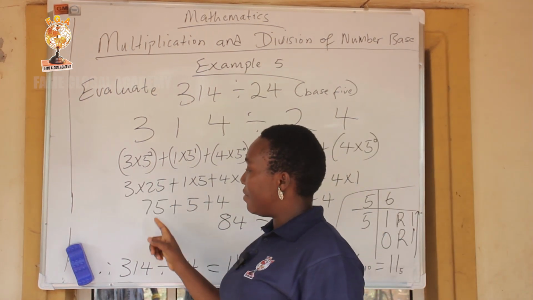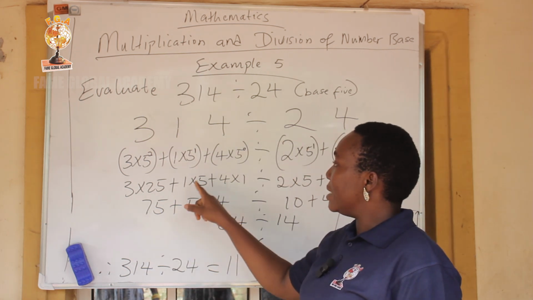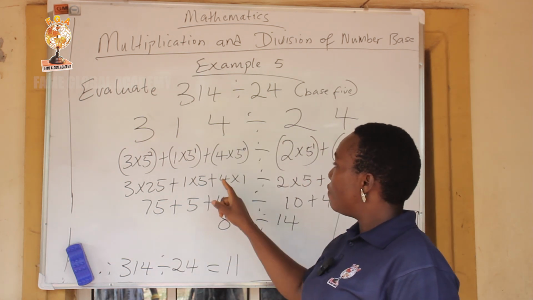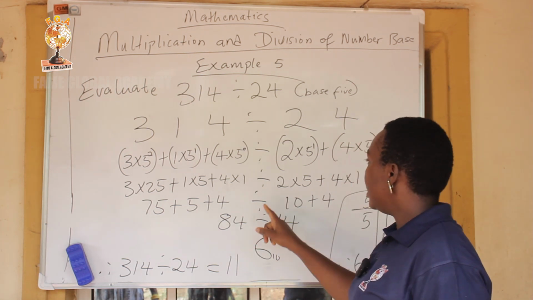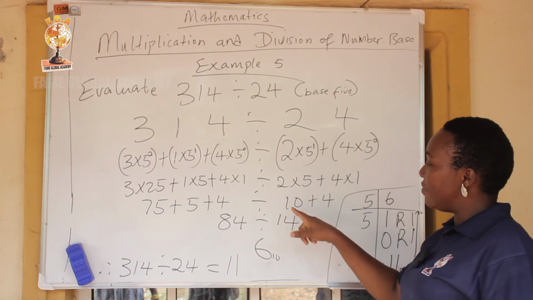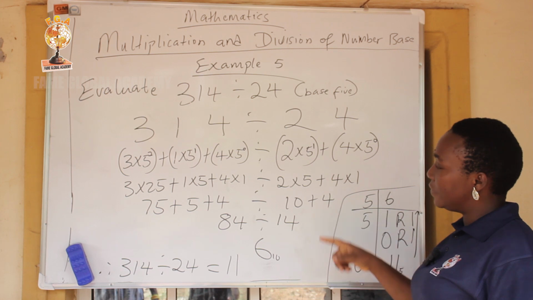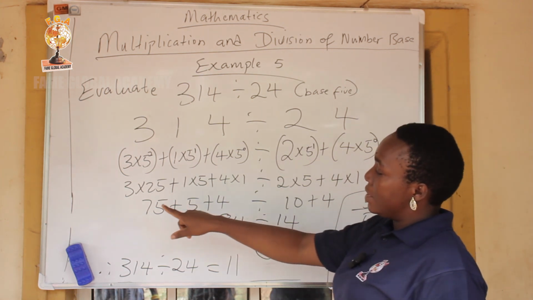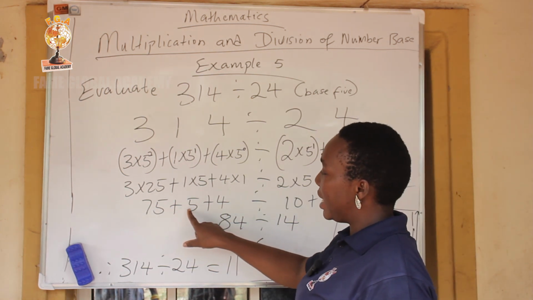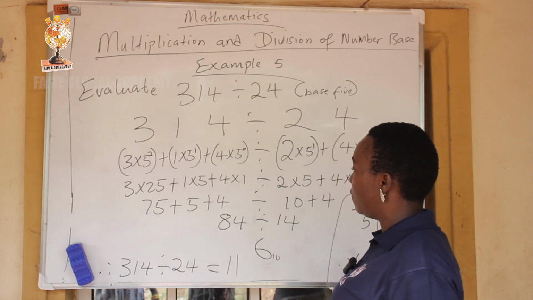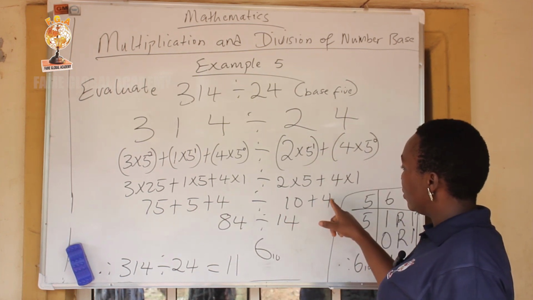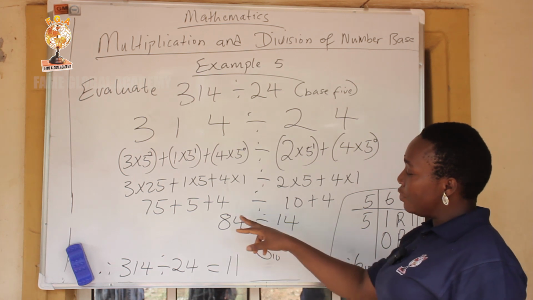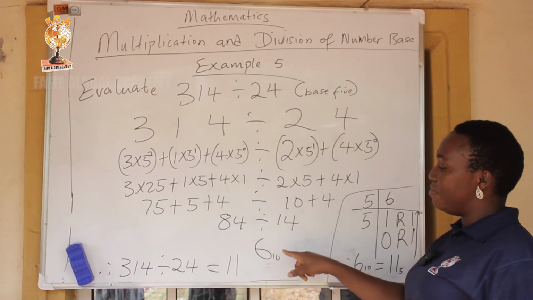So you multiply. 3 times 25 will give us 75. 1 times 5 will give us 5. 4 times 1 will give us 4. Divide by 2 times 5 is 10. 4 times 1 is 4. Add everything together. This 75 plus 5 is 80. 80 plus 4 is 84. Divide by 10 plus 4 is what? 14. So when you divide, you now have an answer in base 10.